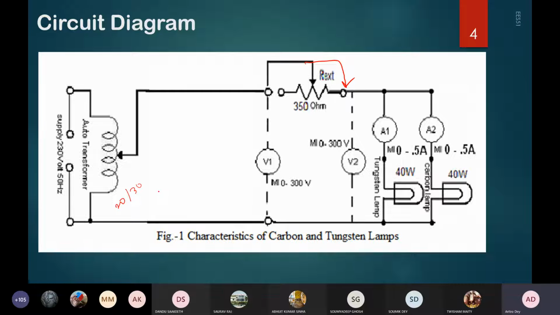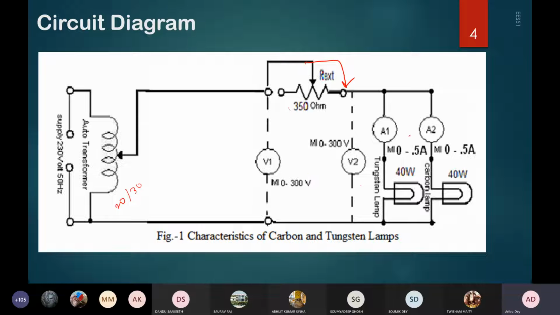And we'll be measuring the voltage across the two lamps, and these two will be the same when there is no external resistance. Otherwise, because of the drop across REXT, V1 plus IREXT will be V2, like that. If REXT is not there, then both are the same.